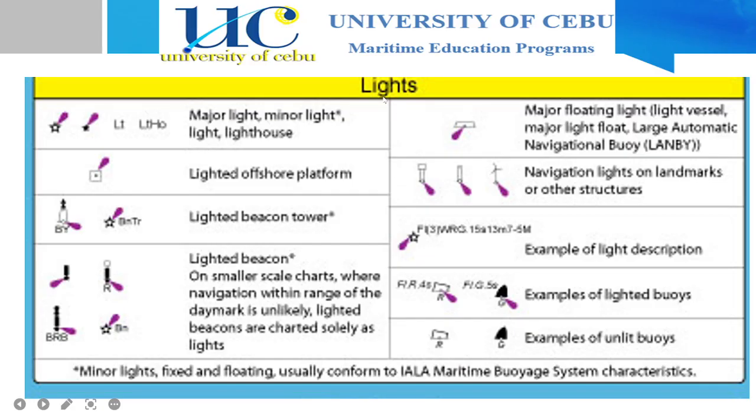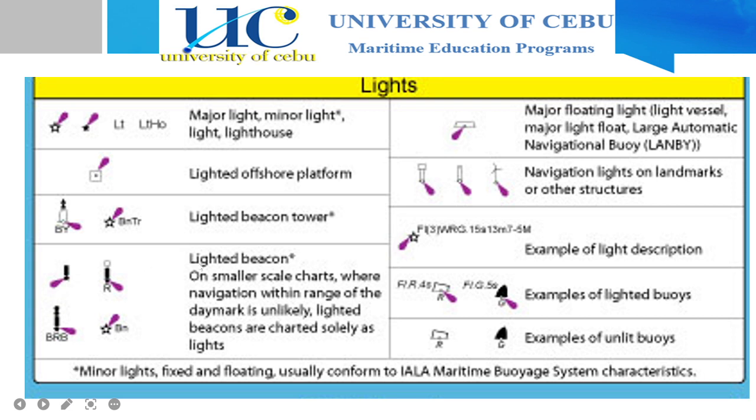So these are the symbols of the lights. As you can see, the big star and the small star. The big star is a major light and the small star is a minor light. This is the LT, from the lighthouse. And this one with the red box and a dot is a light offshore platform. Then a light beacon tower. So this is the light beacon tower.